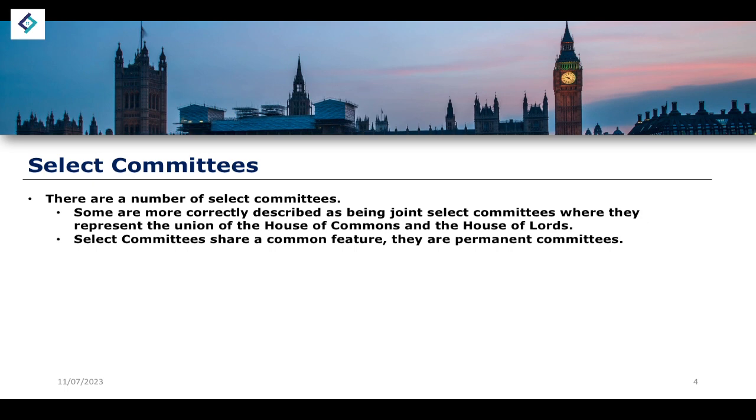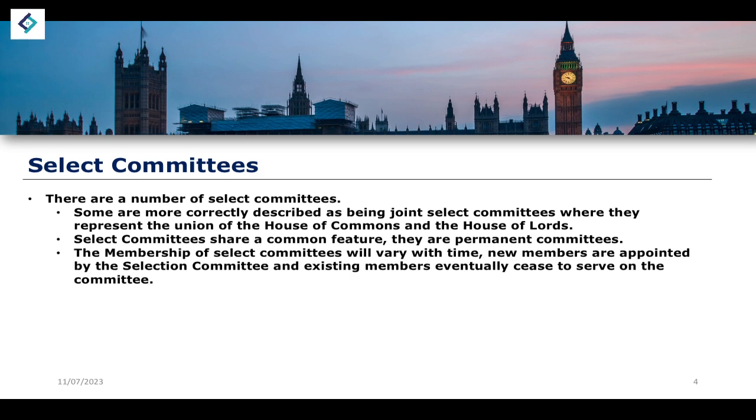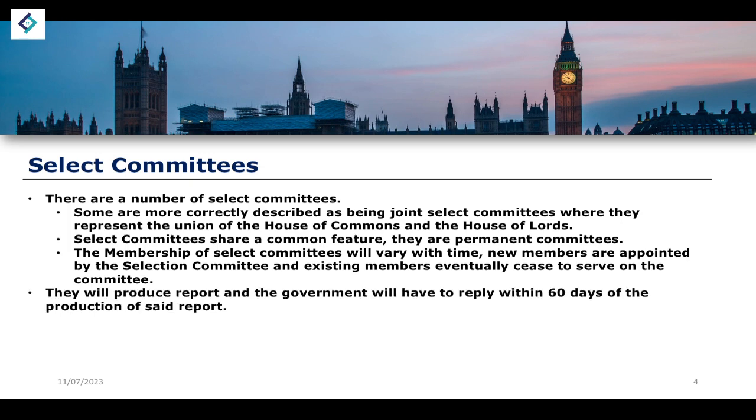Select committees share one common feature, and that is the fact that they are permanently standing. So they are permanent committees that you don't create for the purpose of one particular thing. The membership of select committees will vary with time. New members are appointed by the selection committee, and existing members eventually cease to serve on the committee as well. They will produce a report, and the government will have to reply to the report within 60 days of its production.